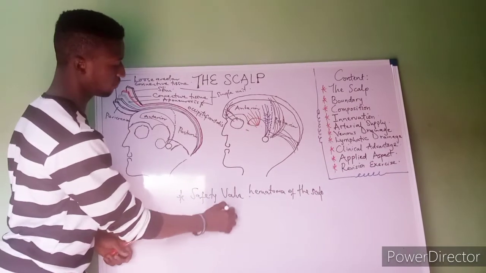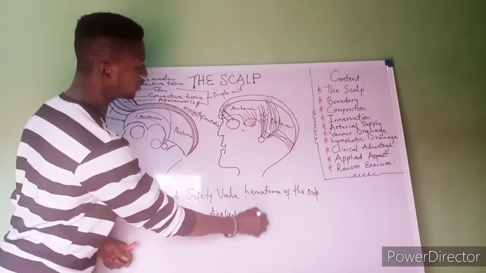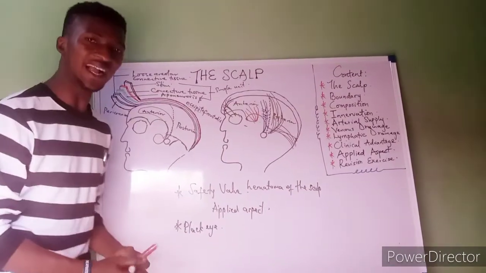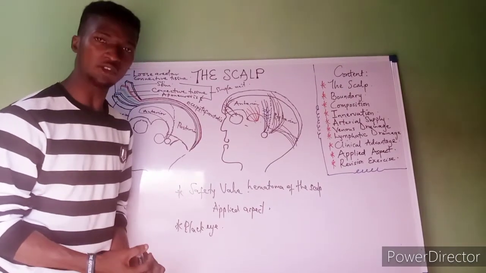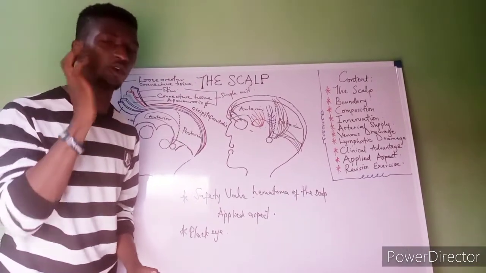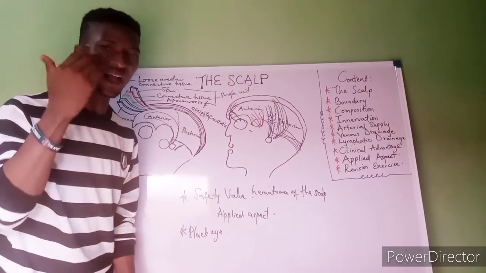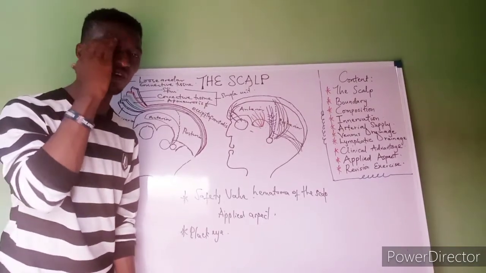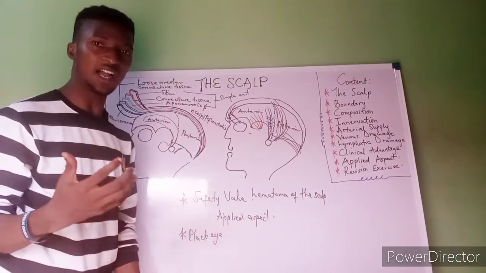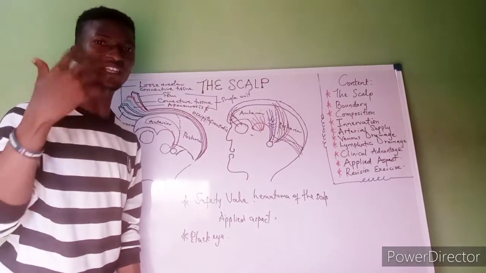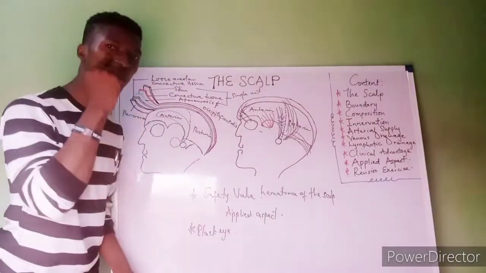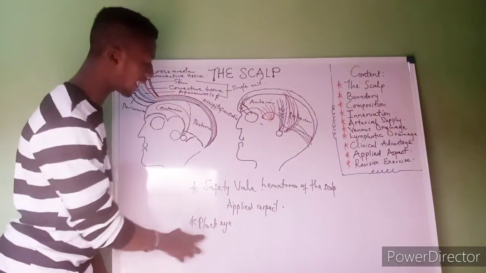Let's now move to the applied aspect. In the applied aspect, we have what we refer to as the black eye. What do we mean by black eye? The black eye is a black spot in the region of the eye, usually as a result of the deposit of blood, a black bruise collected in the frontal region of the scalp around the eye. If this damage to the scalp is not easily treated, it can affect vision. So we call this black spot that appears in the region of the eye the black eye.